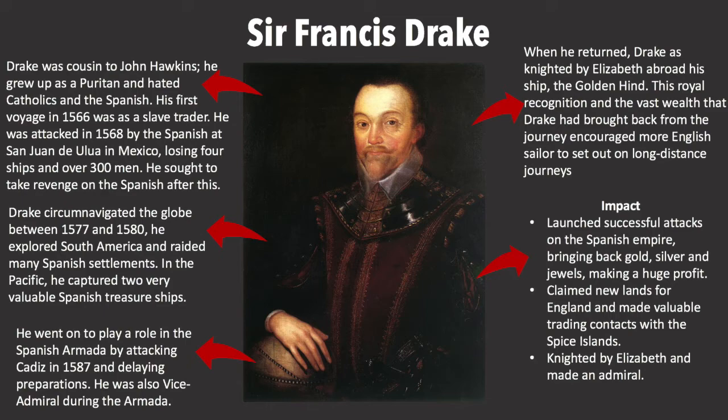When he returned, Drake was knighted by Elizabeth aboard one of his ships, the Golden Hind. This royal recognition, and the vast wealth that Drake had brought back from the journey, encouraged more English sailors to set out on long-distance journeys. The impact of this was that he had launched successful attacks on the Spanish Empire, bringing back gold, silver, and jewels, making a huge profit. He also claimed new land for England and made valuable trading contacts with the Spice Lands. He was also knighted by Elizabeth and made an admiral.